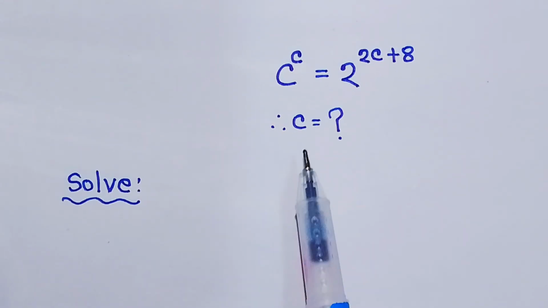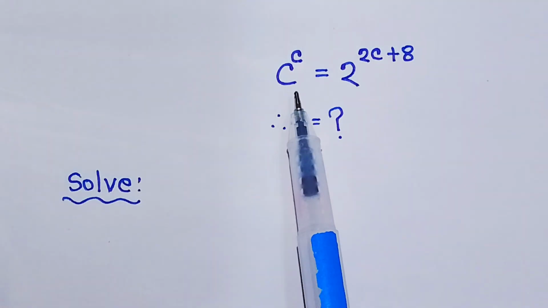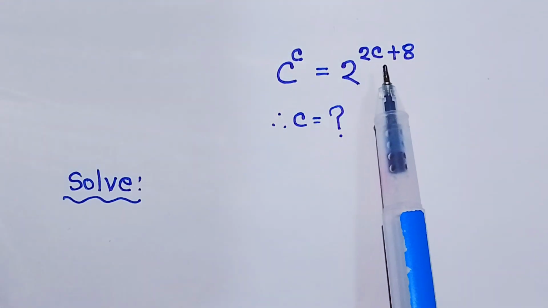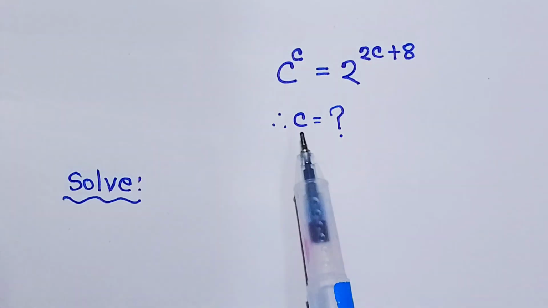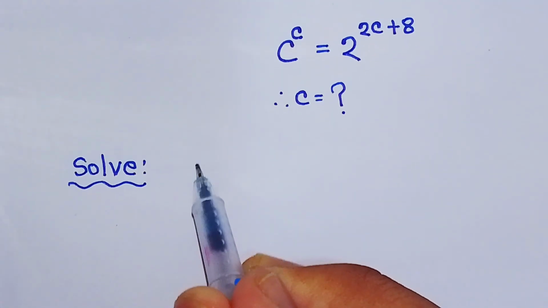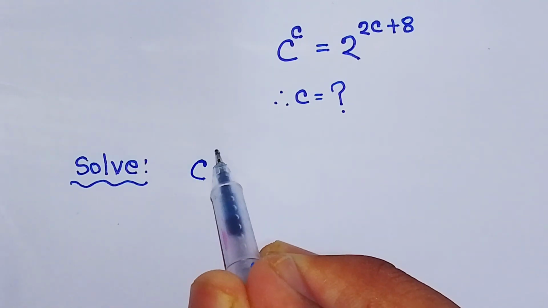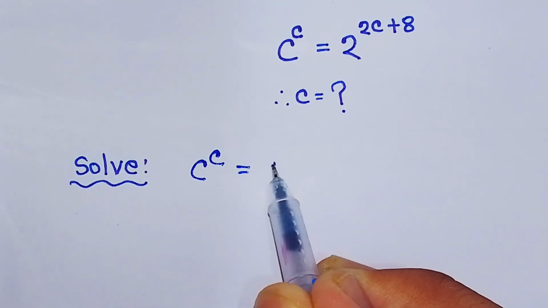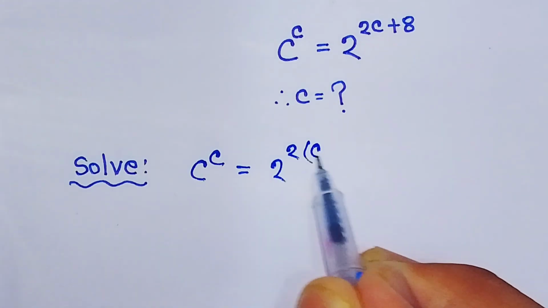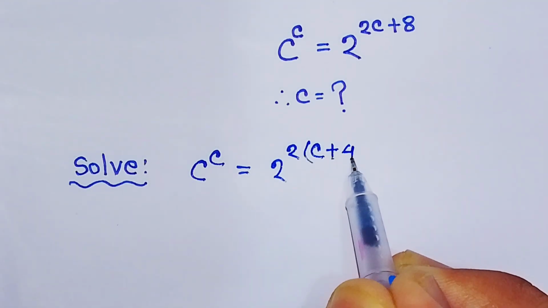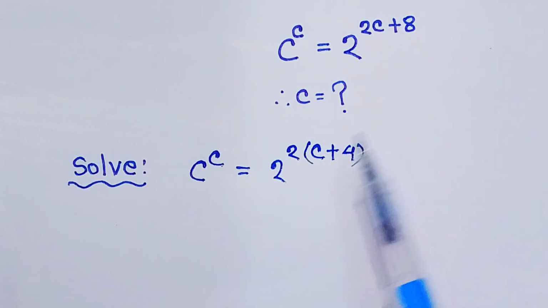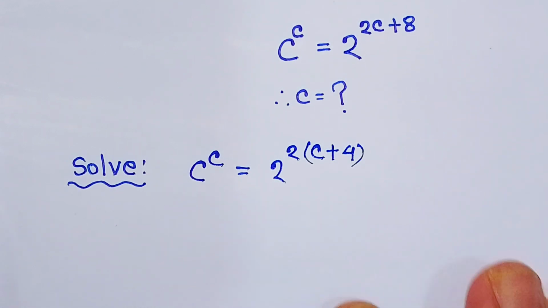Today we'll solve this exponential equation: c to the power c equals 2 to the power 2 plus c plus 8. Then what's the value of c? So take a look. We can write c to the power c equals 2 to the power 2 bracket c plus 4. We just take common 2 from here, then we can get this.